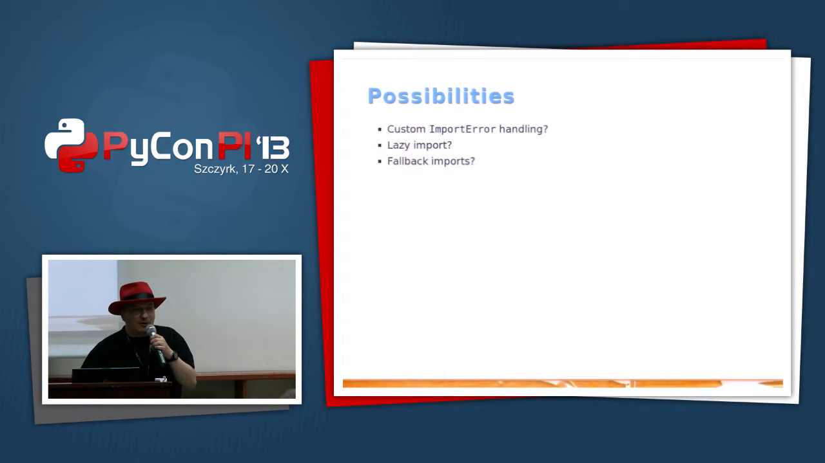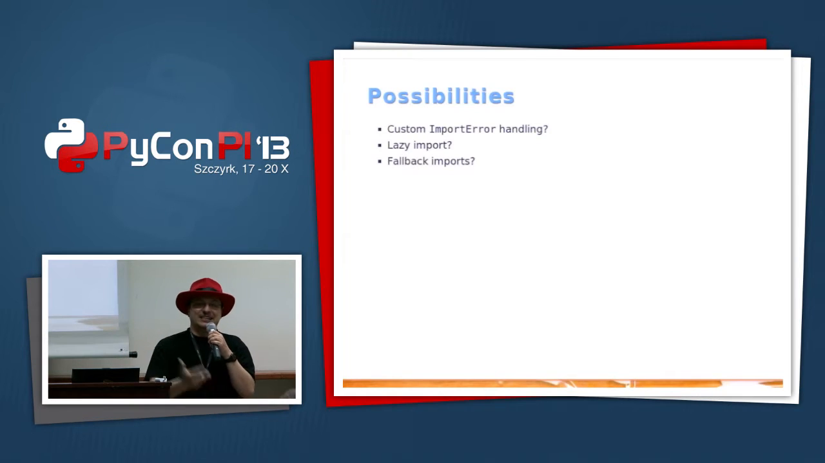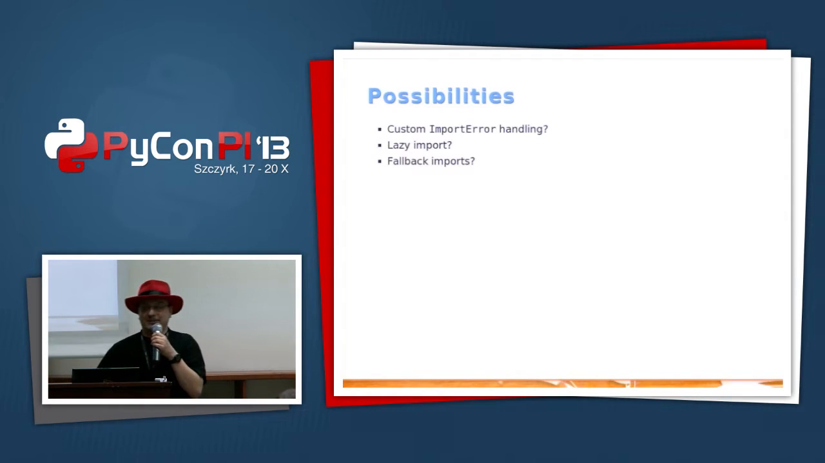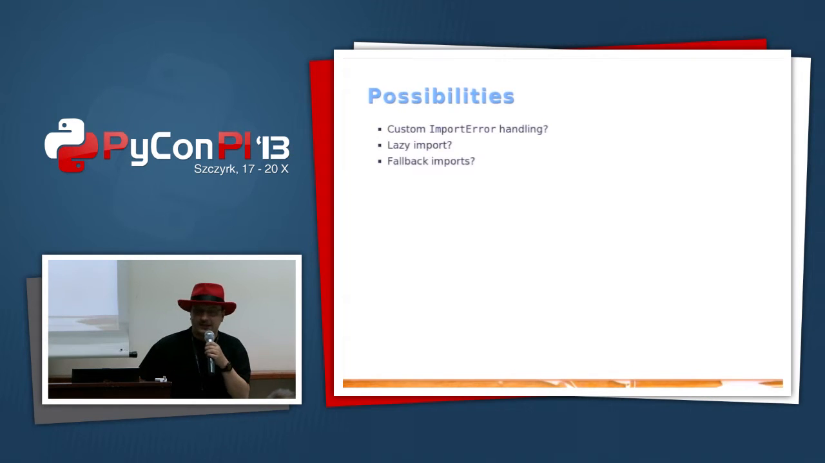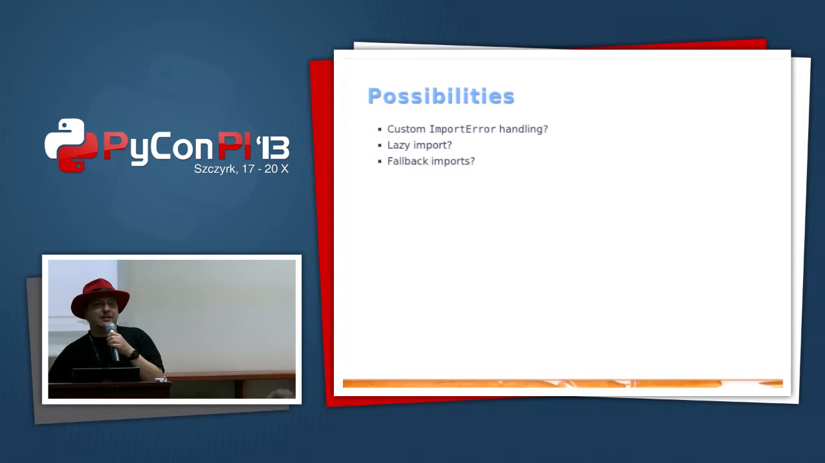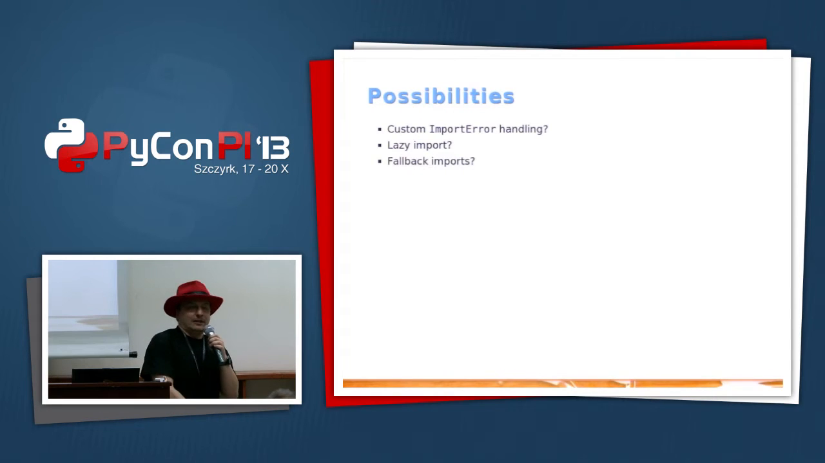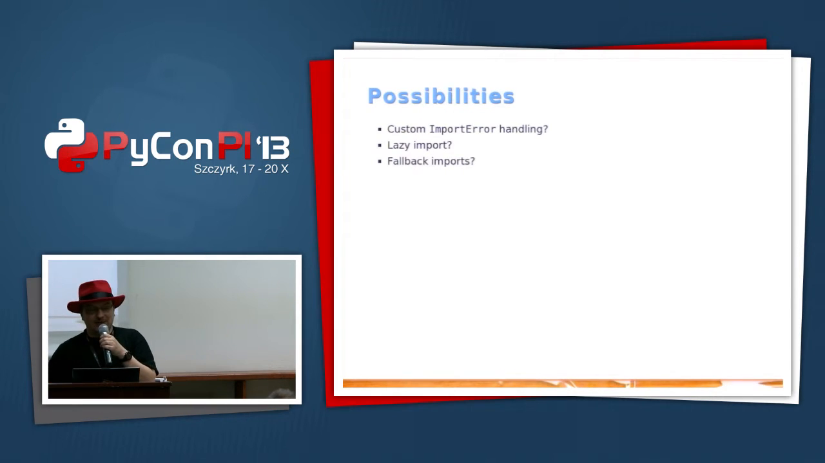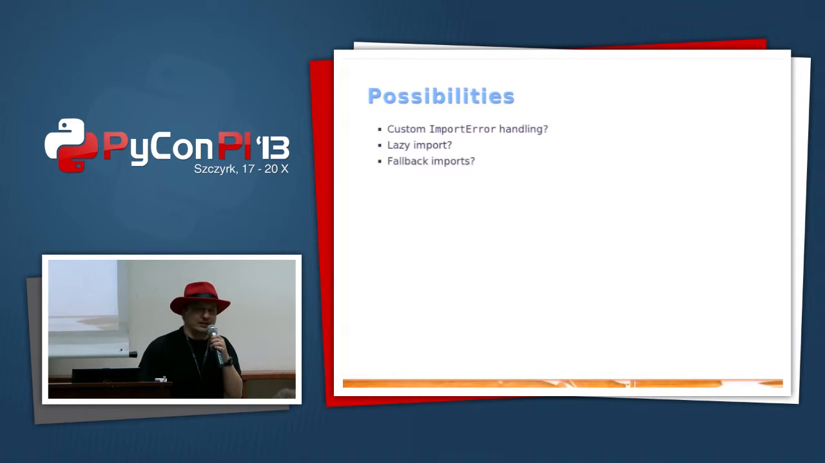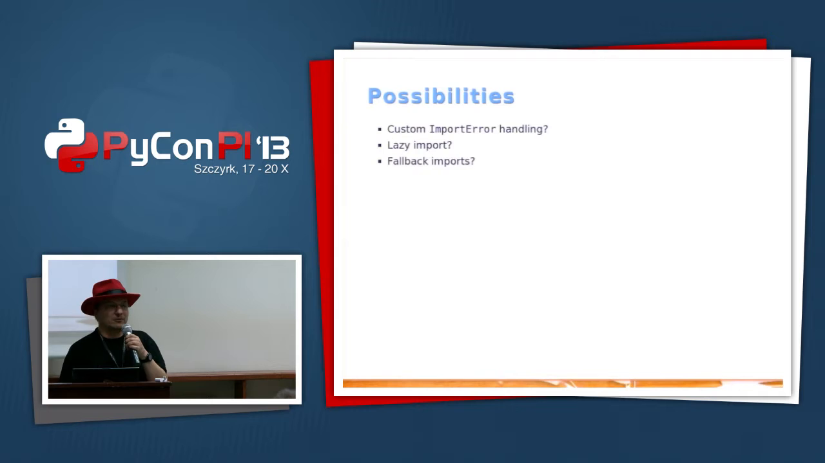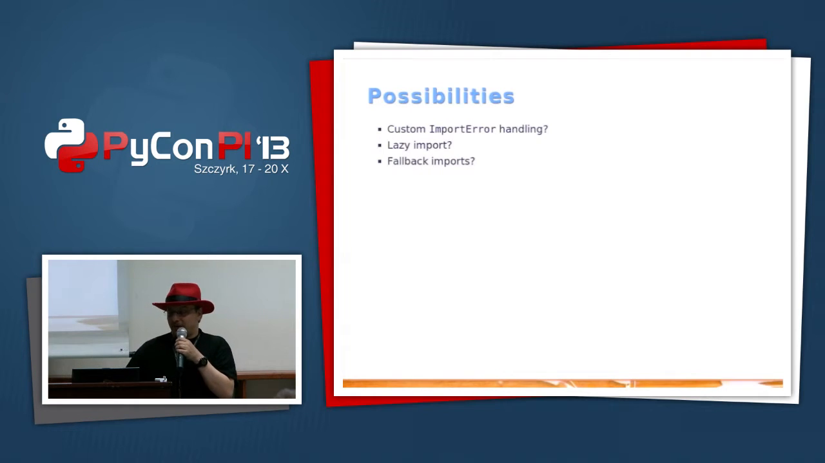There are many more possibilities you could extend your import mechanism with. For example, you could have some custom import error handling, like importing a different library if the one you tried to import is not available, or lazy import that just imports the stuff when you try to use it, like Mercurial does, for example, or fallbacks and stuff like that.